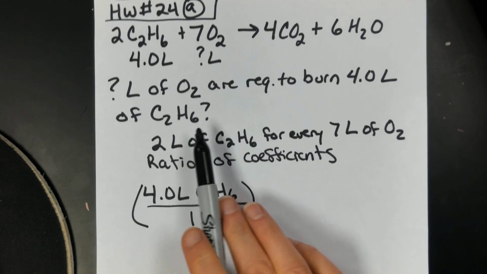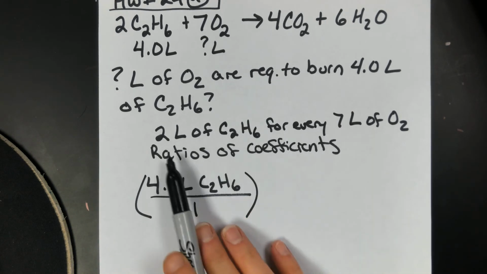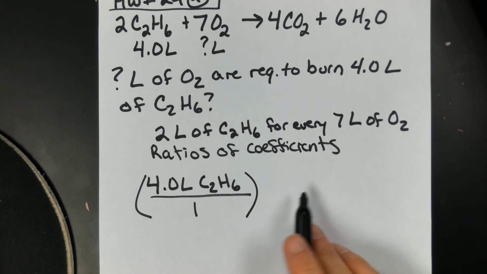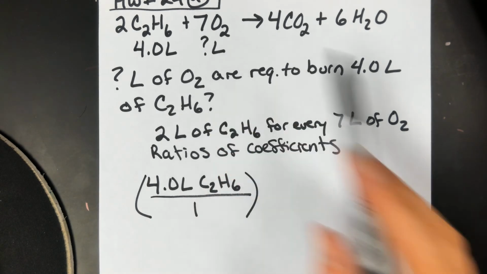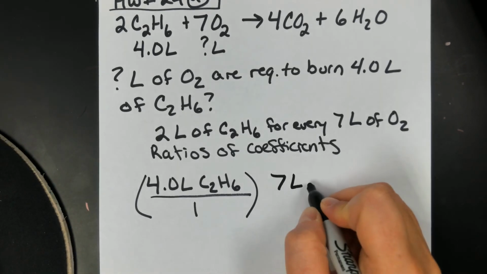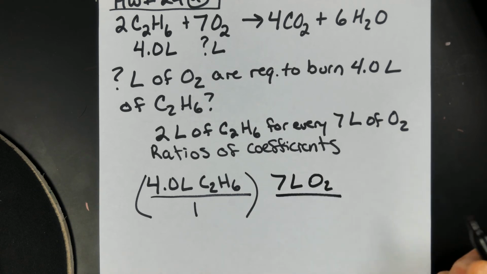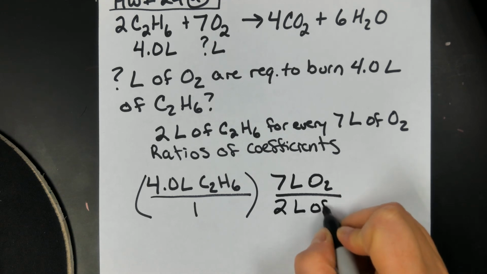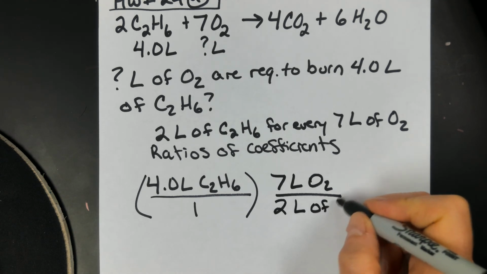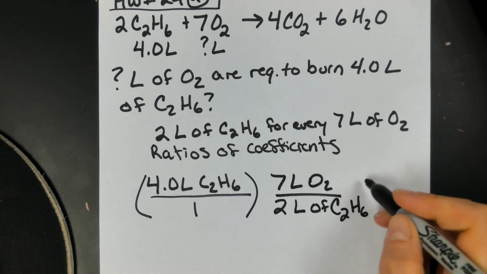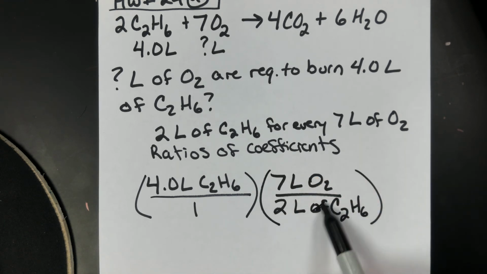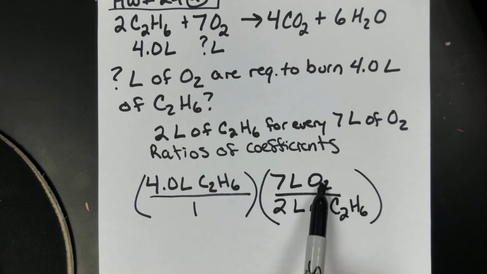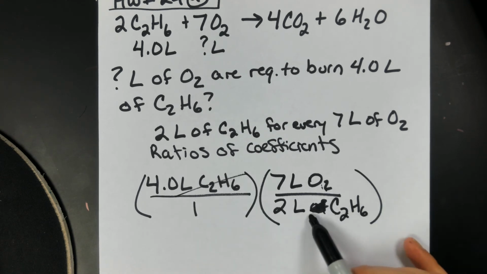So we know that we have a relationship of 2 liters of ethane for every 7 liters of oxygen. I need my desired unit on top, which is liters of oxygen. So I say 7 liters of oxygen is required for 2 liters of C2H6. Essentially, the liters of ethane are going to cancel out, and I'm left with just oxygen, right? So liters of ethane, liters of ethane.